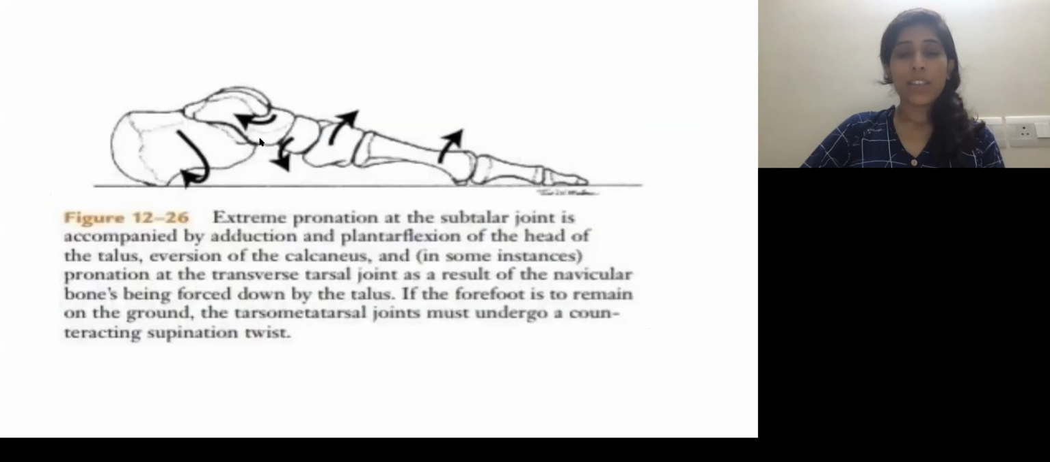So here there's the ankle. In this complex, the calcaneum is going for the eversion, and the talus is going for the inversion motion and plantar flexion. As a result, the navicular bone is also getting in the plantar flex position, and that does not provide the transverse tarsal joint a proper supinate position. So here the tarsometatarsal joints will help to maintain the contact with the ground, and it provides the supination. So it is called a supination twist.